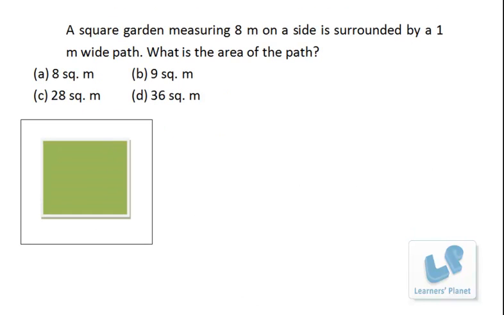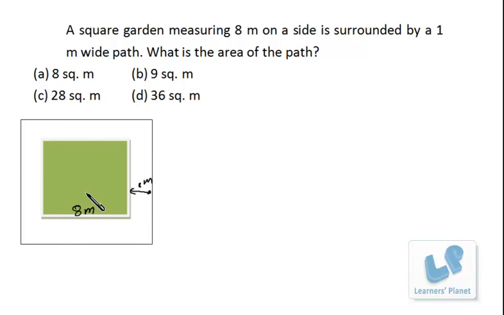Now let's try this question. A square garden measuring 8 meter on a side is surrounded by a 1 meter wide path. What is the area of the path? Now this is the square garden, and the side of this is 8 meters. Now the width of this path is 1 meter. Now we have to find out the area of this path.